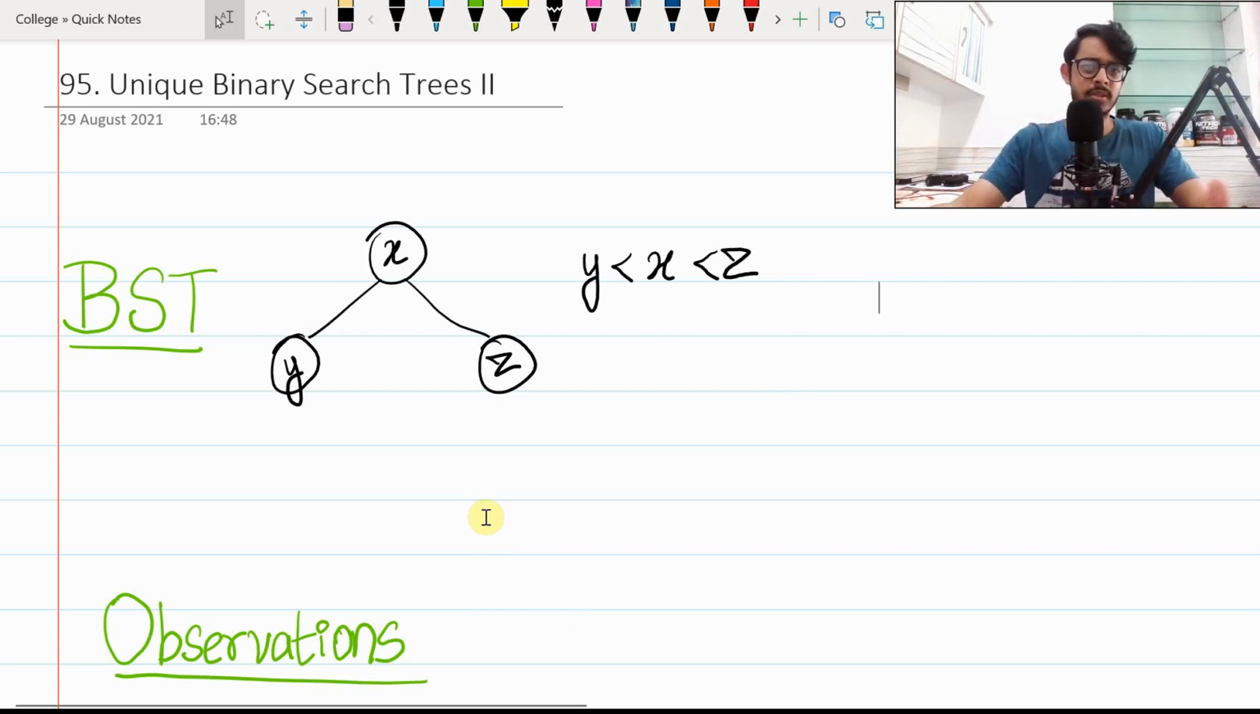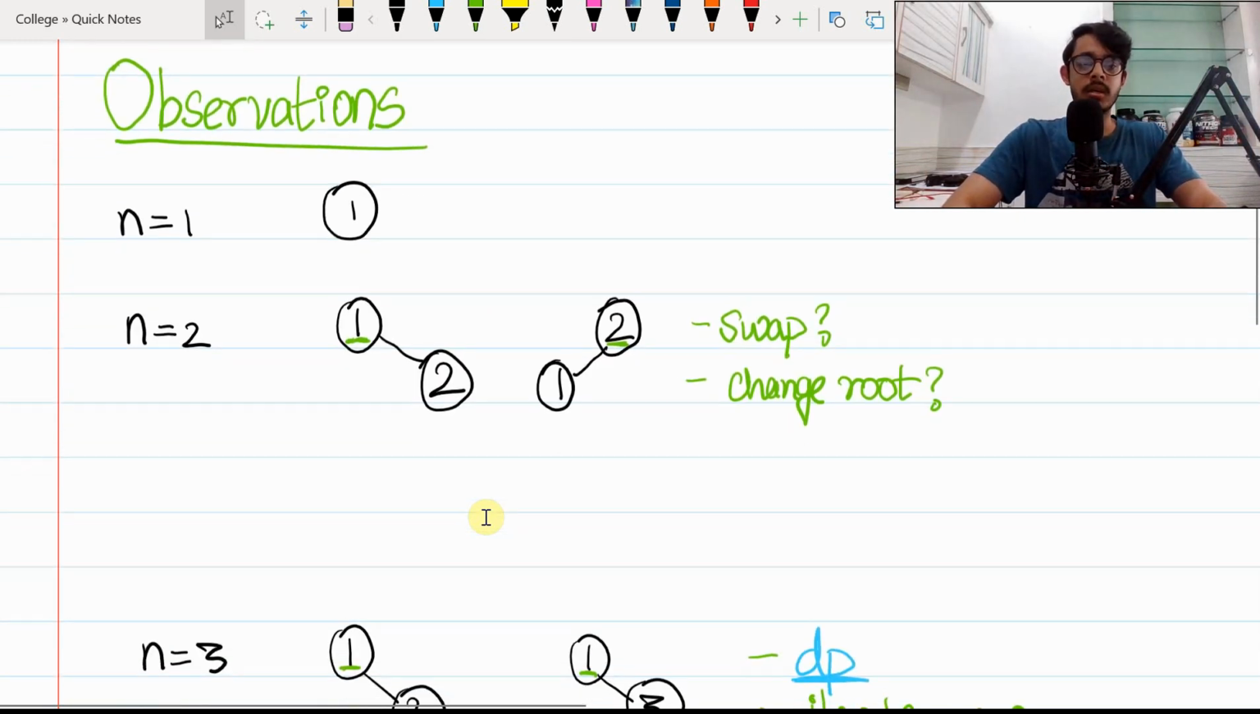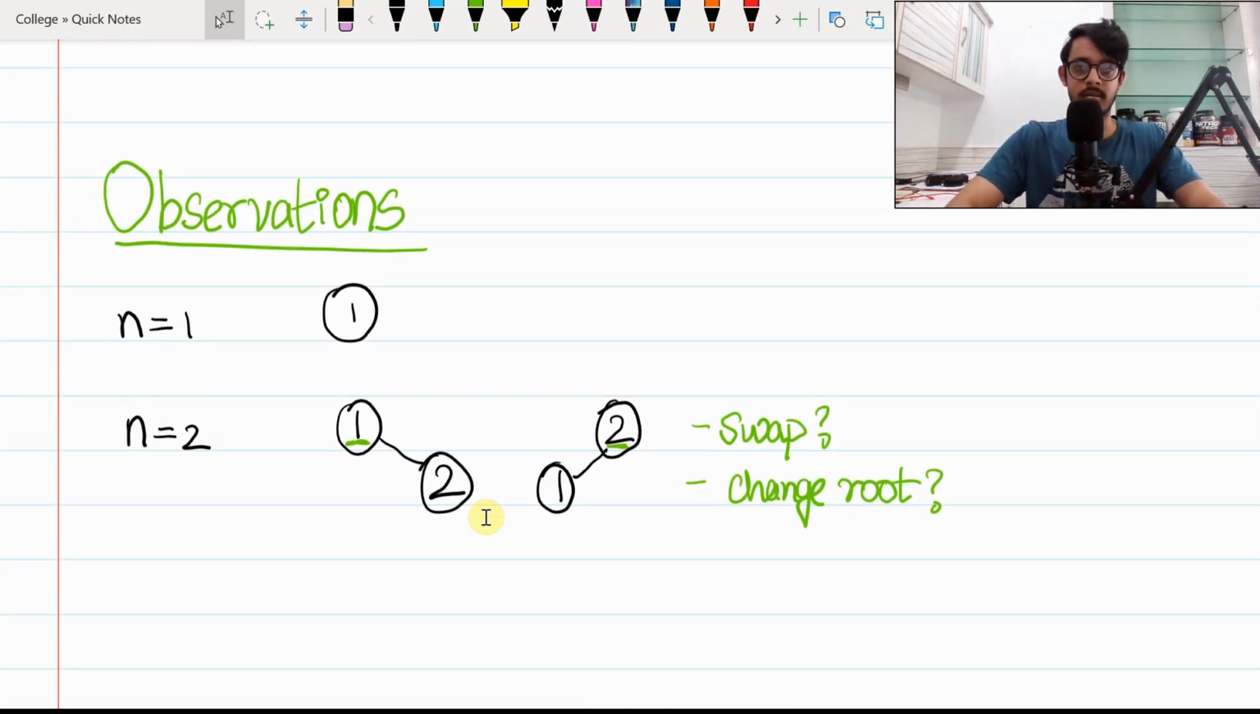As I've said in previous videos, it's always a good idea to look at small cases and then try to build your intuitions from that. So we're going to look at a couple of easy cases. What if n equals 1? In that case, you have just one node available, and that's the tree itself, trivial. N equals 2: you have nodes 1 and 2 available, and so you can have two trees. 1 as the root with 2 on the right side of it, and 2 as the root with 1 on the left side of it.